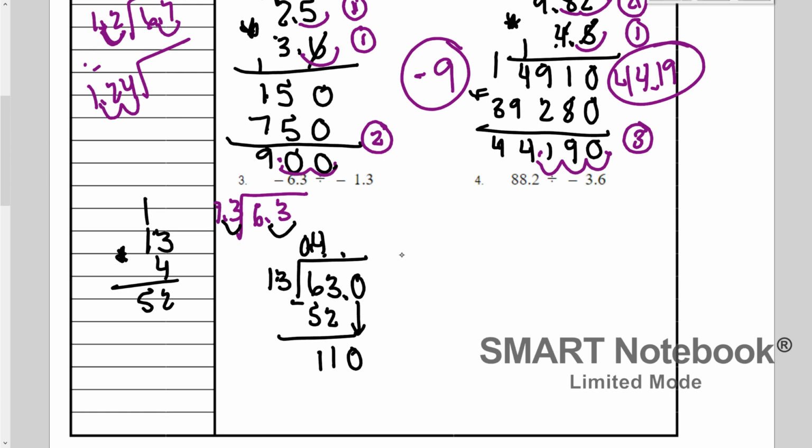Okay. All right, so 13 can go into 110. I'm going to guess it's going to be somewhere around 7, because 4 times 13 is 52, and if we double that, it'd be a little bit more than 100. So actually, let's try 8.